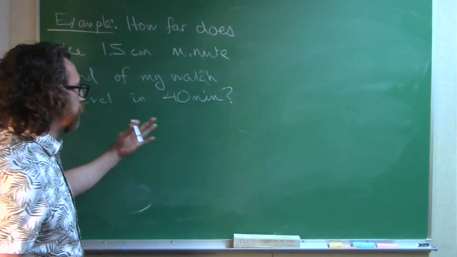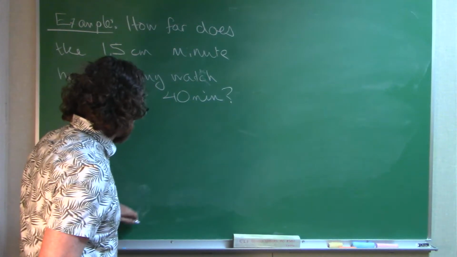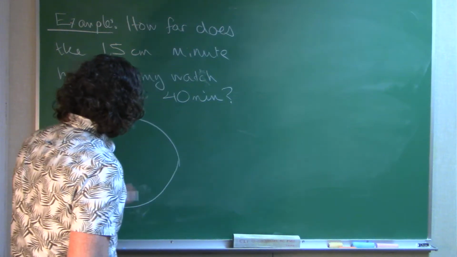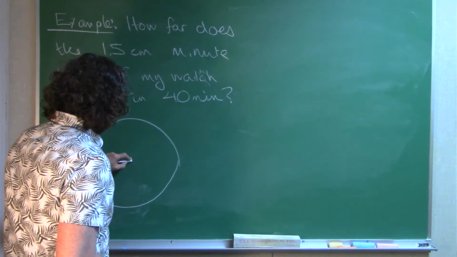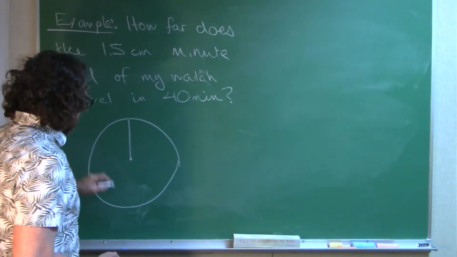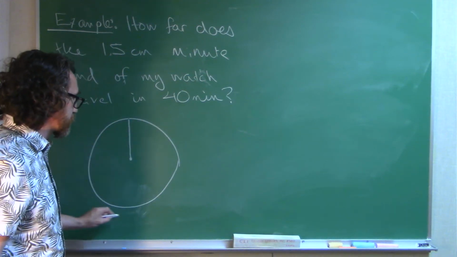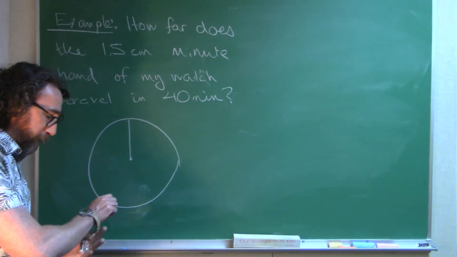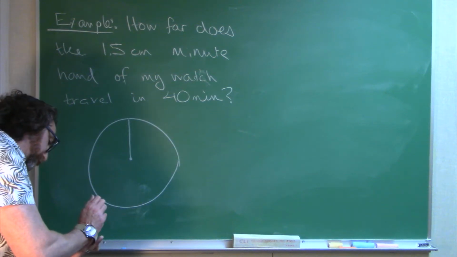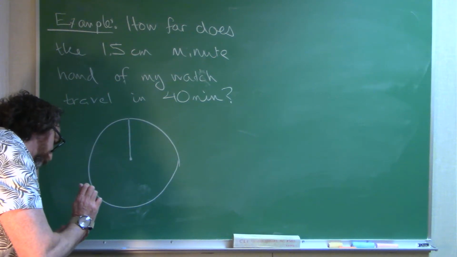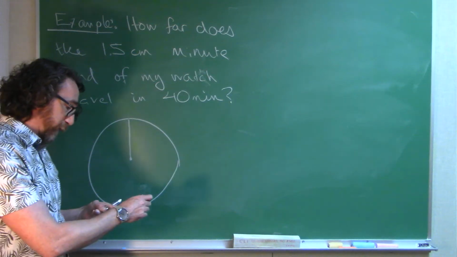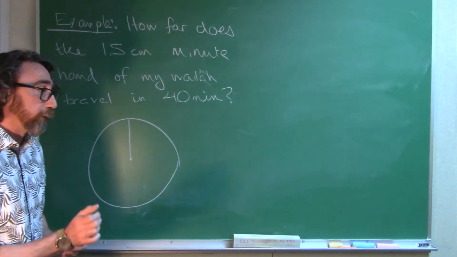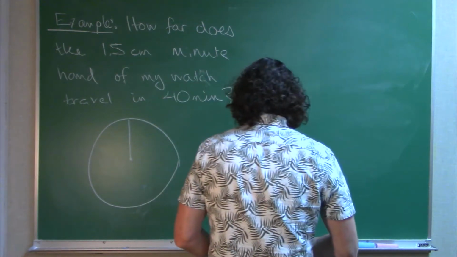So the thing is, we need to know what angle is subtended in 40 minutes. Okay, so let me just draw a circle here. This is kind of the circumference that the minute hand goes around right there. That's what that represents. So 40 minutes. What proportion of an hour is that? Now the reason I'm relating it to an hour is because in an hour the minute hand will go all the way around.